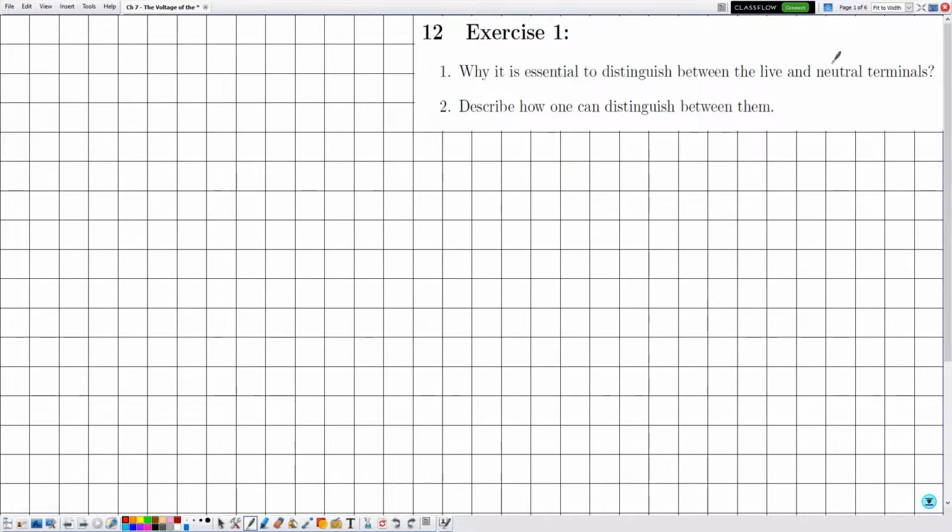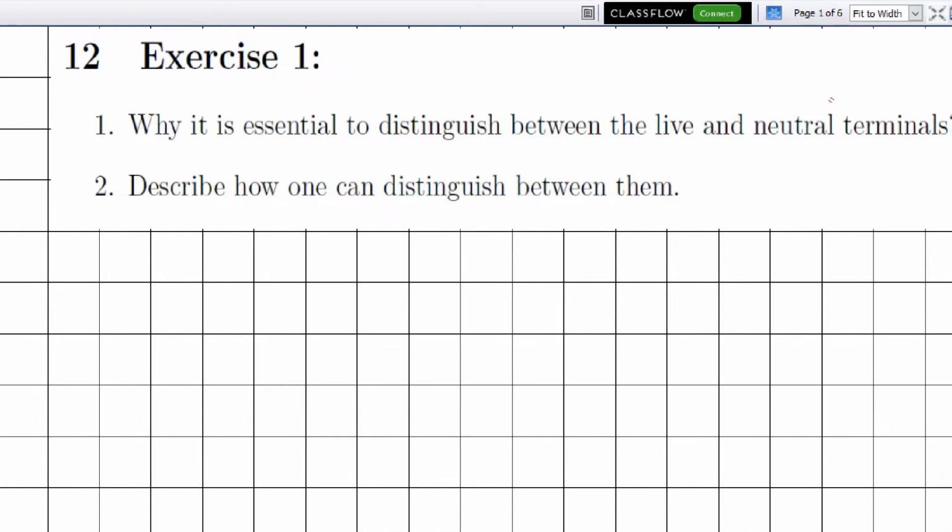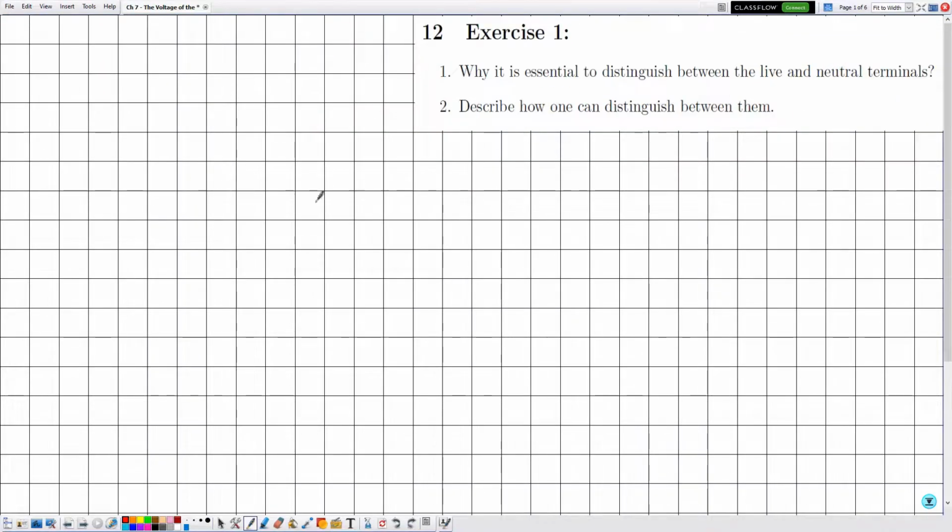Why it is essential, so here essential means important, to distinguish between the live and the neutral terminals. Now because we know that the live terminal is dangerous and causes electrocution.